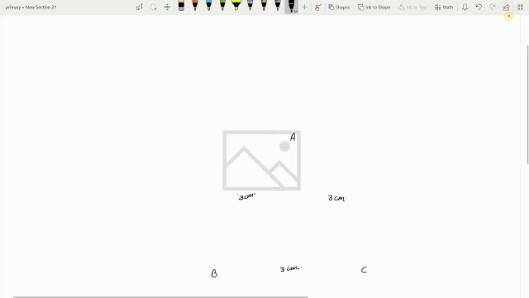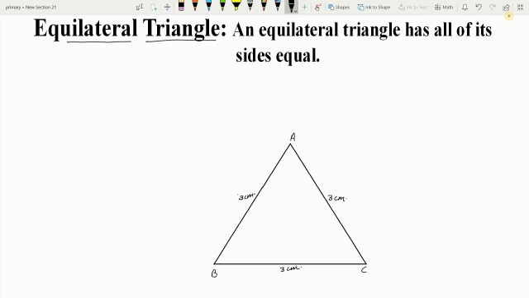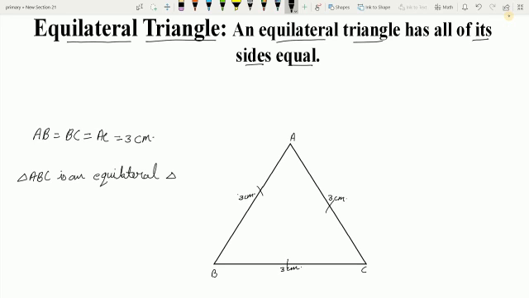Now let's see the next triangle, and next is Equilateral Triangle. An equilateral triangle has all of its sides equal, as you can see in the given picture कि triangle ABC जो है इसकी all sides क्या है? Equal है. So here we can say side AB is equal to BC is equal to AC, जो कि है 3 centimeter. So it means triangle ABC is an equilateral triangle.